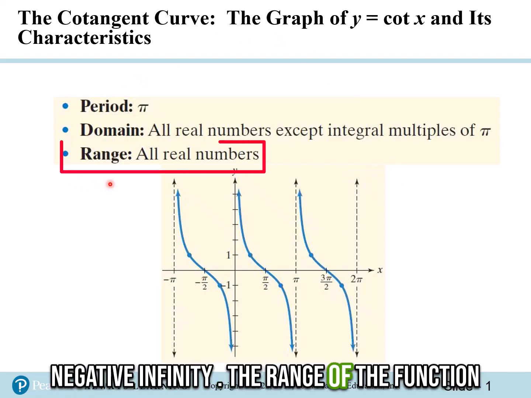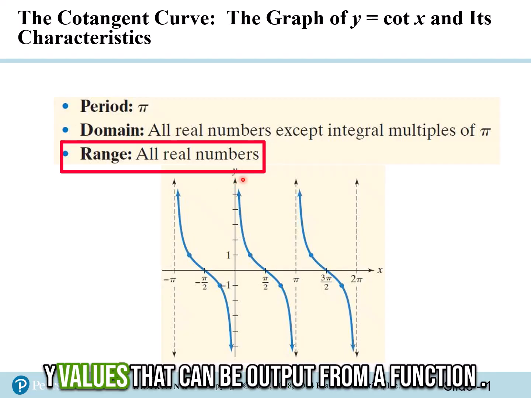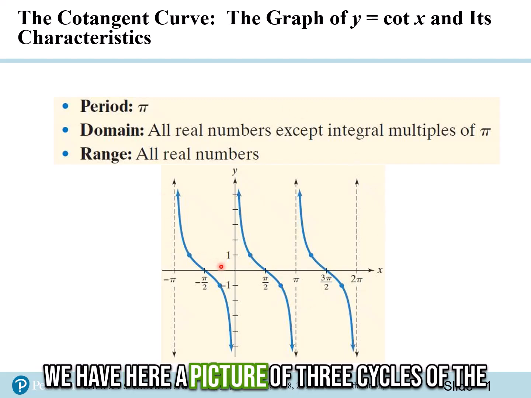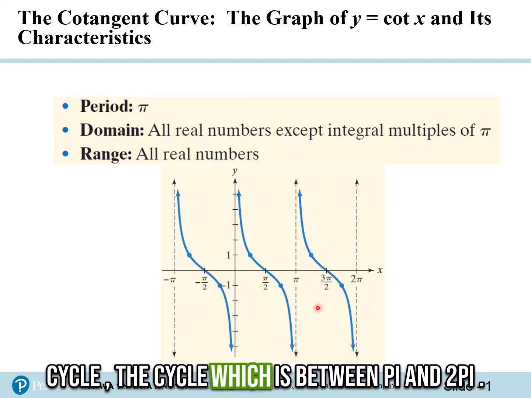The range of the function is all real numbers. The range refers to the y values that can be output from a function. We have here a picture of 3 cycles of the cotangent graph, but let's focus on just one cycle, the cycle which is between pi and 2 pi.